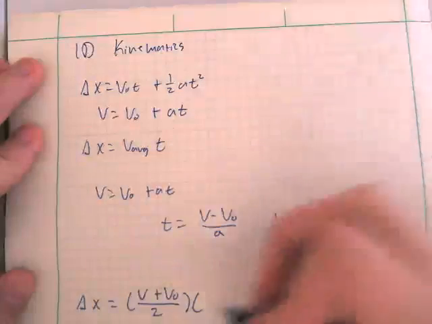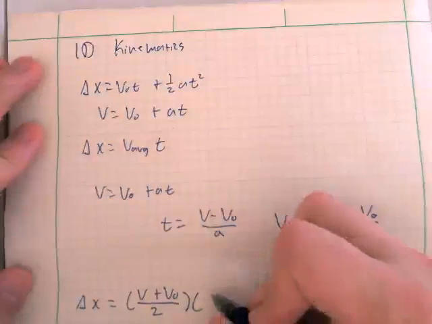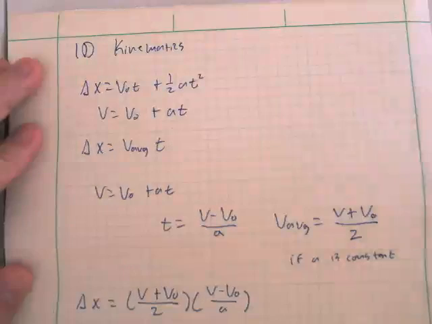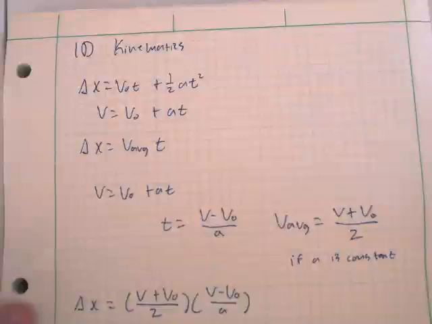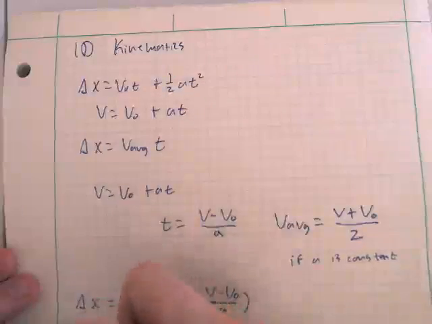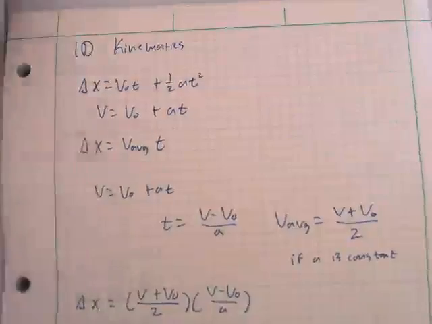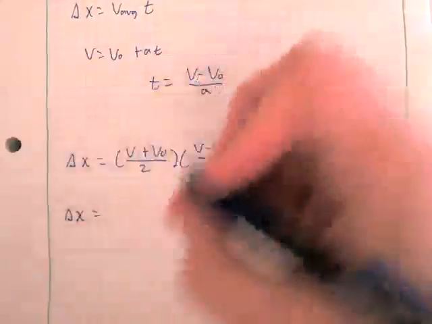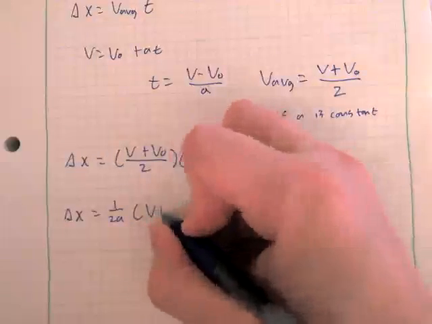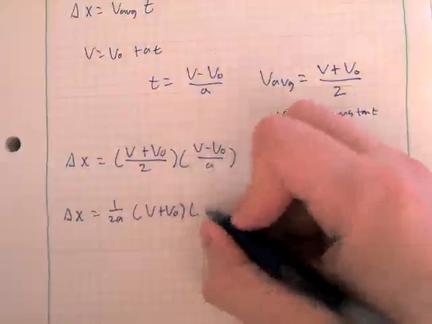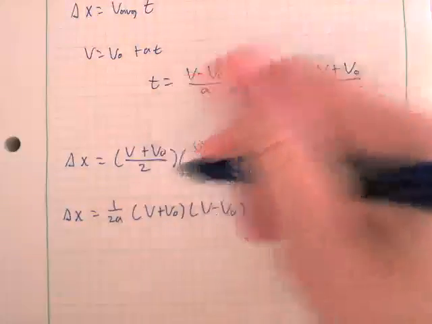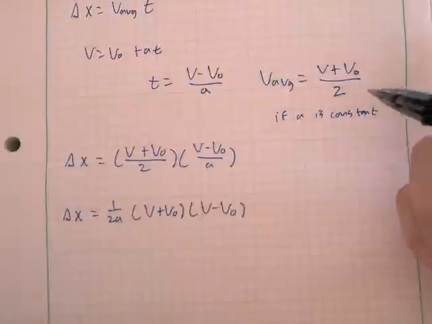Now I have my times t, and my t that I derived from our velocity as a function of time equation is going to be v minus v naught divided by a. So this might look a little bit ugly at first, but we can actually simplify this into a very useful equation relatively quickly. So let's write it like this. So we're going to have delta x equals 1 over 2a times v plus v naught times v minus v naught. So I'm basically just saying, okay, I have these two terms here. 2 times a, I'm going to pull that off to the side. It's 1 over 2a. Make sure to remember that part.